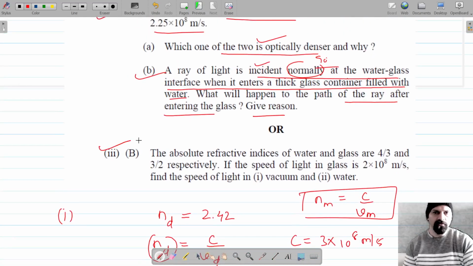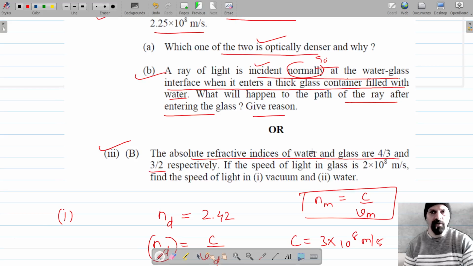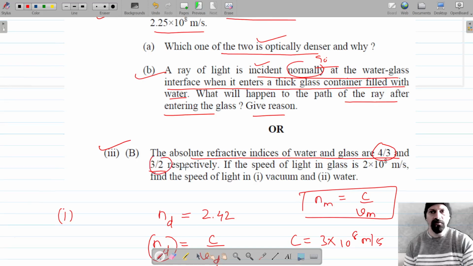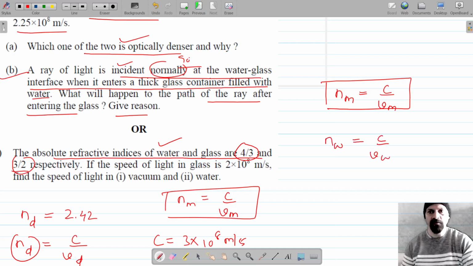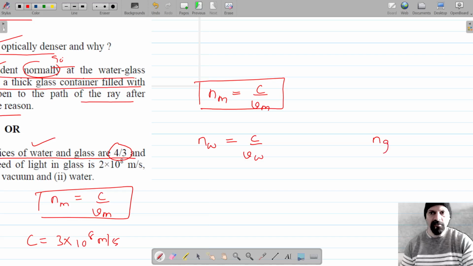And okay, for the next one, third one, the absolute refractive indices of water and glass are 4 by 3 and 3 by 2 respectively. So absolute refractive index of water. So we know that absolute refractive index of a medium is given by C upon Vm, where C is the speed of light and Vm is the velocity of light in this medium. First medium is water. So refractive index of water will be C by Vw. And the refractive index of glass will be written by Ng, medium is glass, C by Vg.